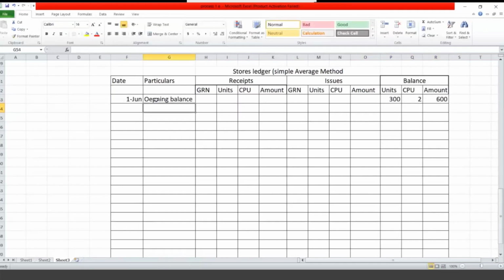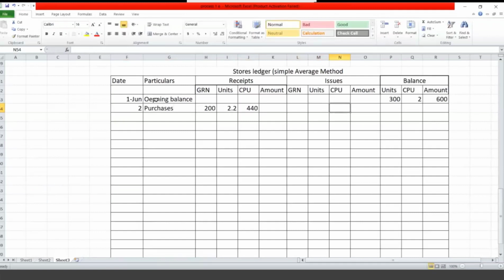And the next, on the 2nd, they didn't mention received. They mentioned purchases directly. So let me write down purchases only. What is the amount of purchases? Total 200 units. The price is 2.2. Then the total is 440.